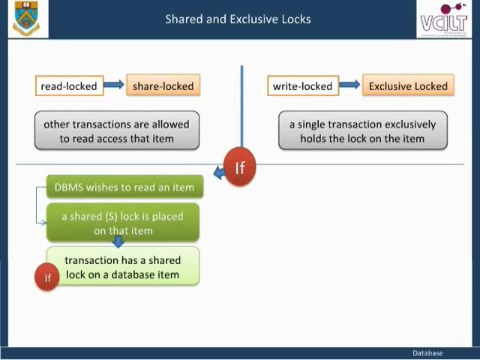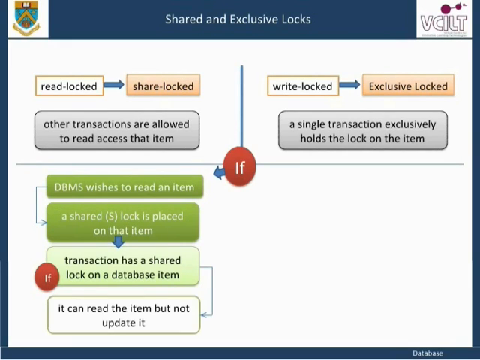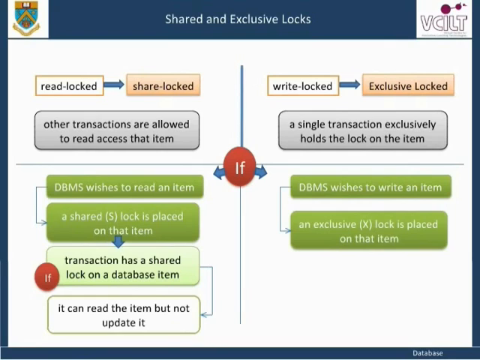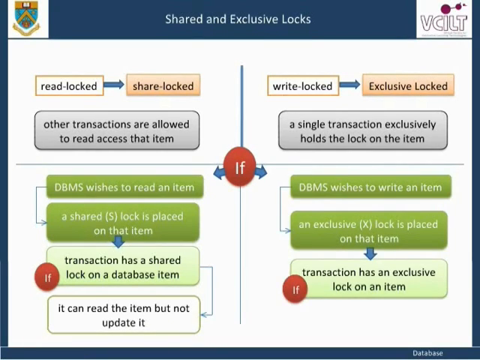If a DBMS wishes to read an item, then a shared (S) lock is placed on that item. If a transaction has a shared lock on a database item, it can read the item, but not update it. If a DBMS wishes to update an item, then an exclusive (X) lock is placed on that item. If a transaction has an exclusive lock on an item, it can both read and update it.